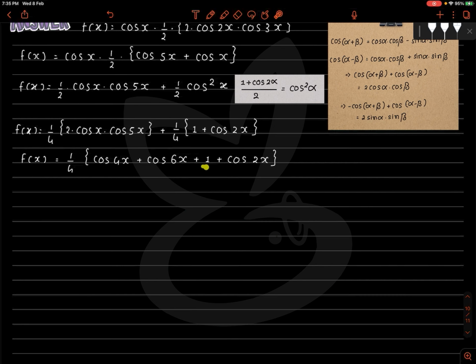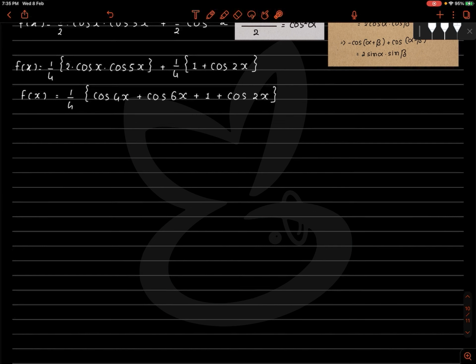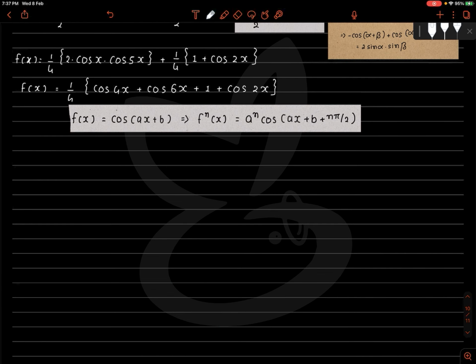You can see here 1 is constant, so its nth derivative would be 0. Now we will apply the nth derivative formula for these functions, which is cos ax plus b. This is the formula for the nth derivative of cos ax plus b. This is the formula we will apply. So we will write, differentiating f of x n times, we will get the nth derivative of f of x is equal to 1/4, which is multiplied, so it would remain outside of the bracket, and we will write the nth derivative of these functions.